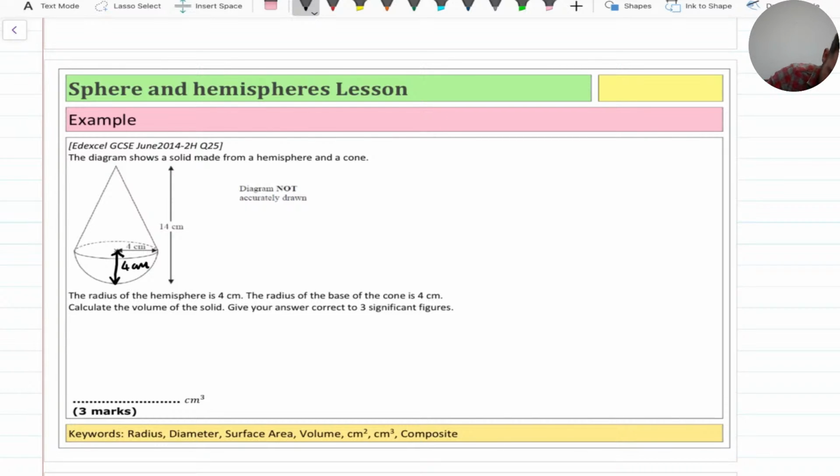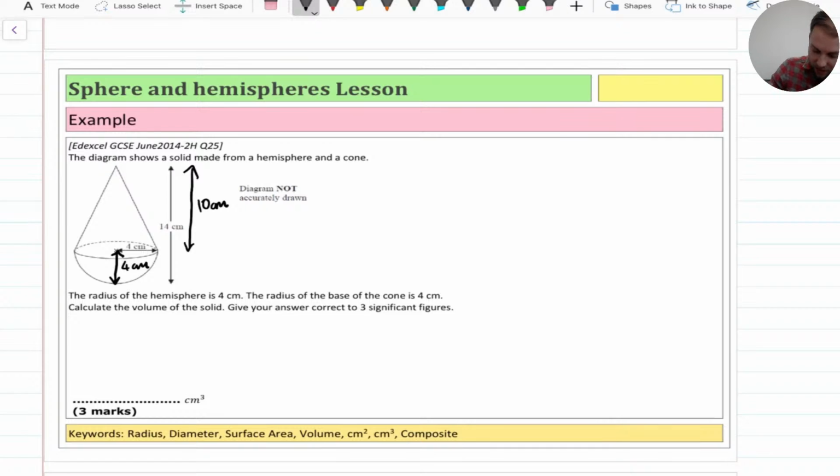Which tells me, this is the starting point, the vertical height of my cone, which is going to be 14, take away 4 centimetres. The vertical height of my cone is equal to 10 centimetres. And if you start to know that, then it becomes a little bit easier.